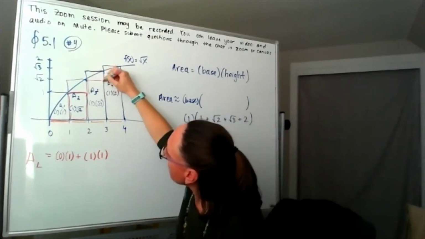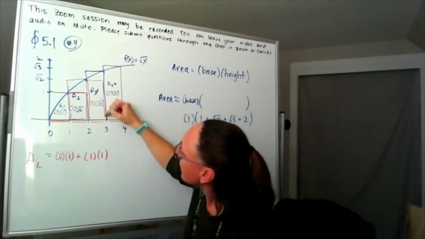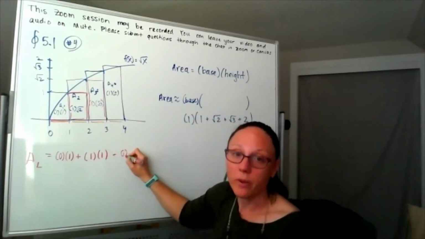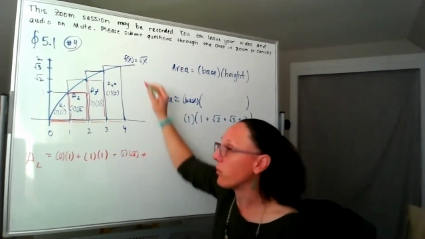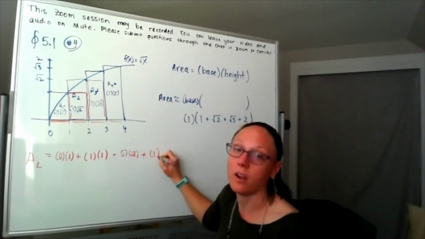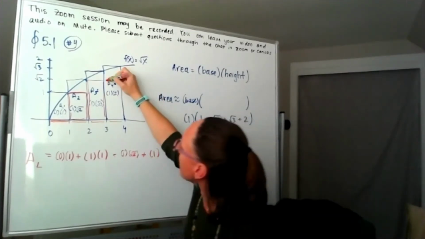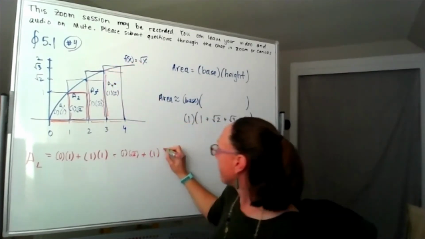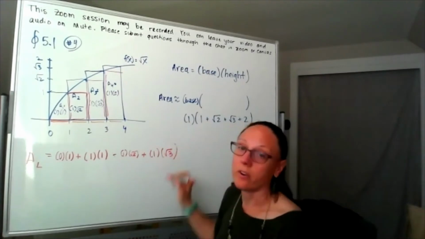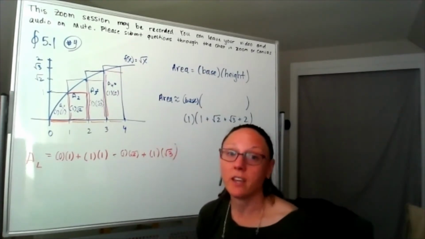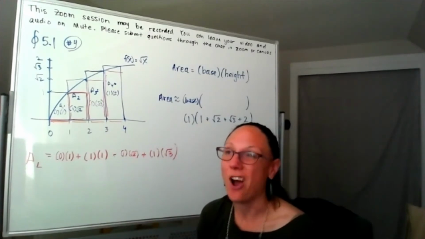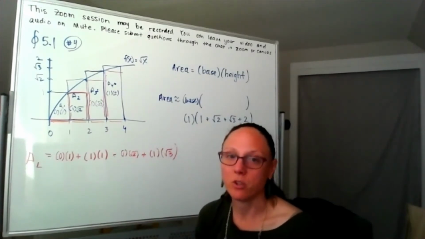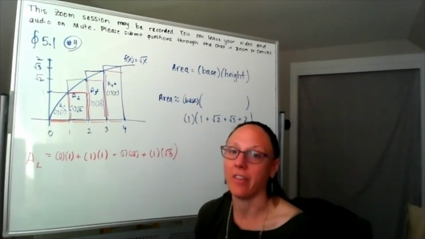My third rectangle would still have a width of 1, but a height of square root of 2. And my fourth rectangle would have a width of 1, but a height of square root of 3. For this particular problem, that would make the left-hand endpoints an underestimate, because each of those rectangles is less area than the curve.